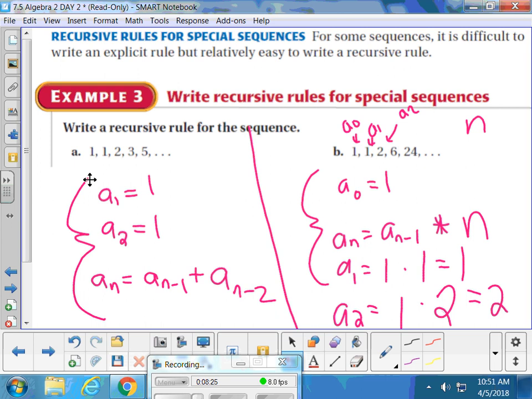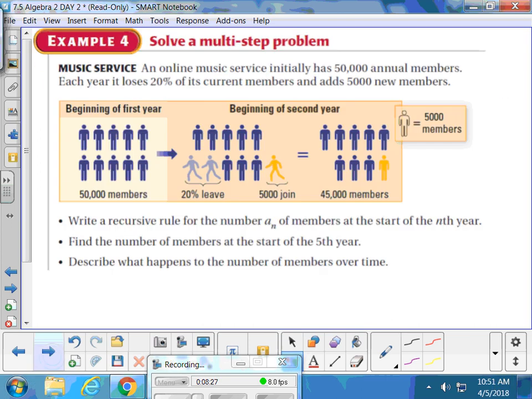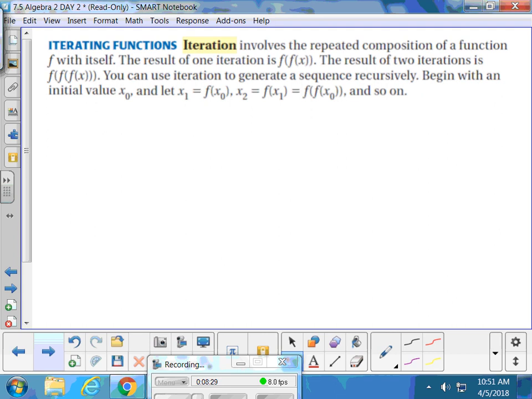Alright, now we're going to go to our last concept of iterations. An iteration involves the repeated composition of a function within itself. I would just write down the first sentence, that's all I would write down. So I'll pause the video and allow you time to write down that first sentence.